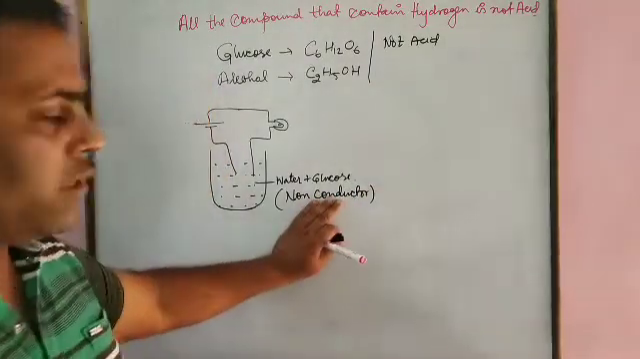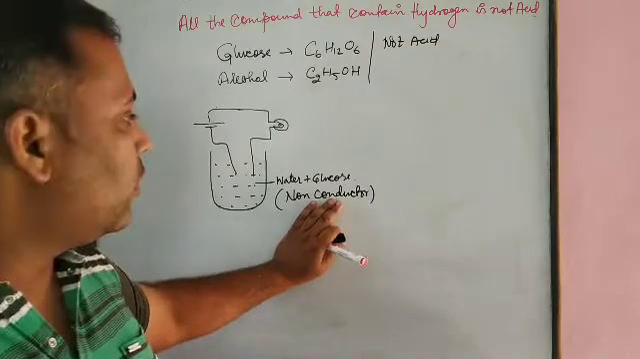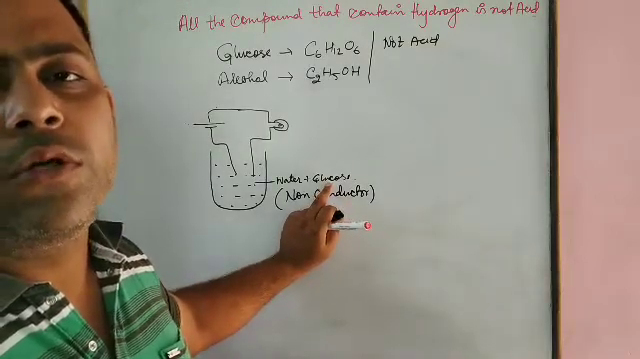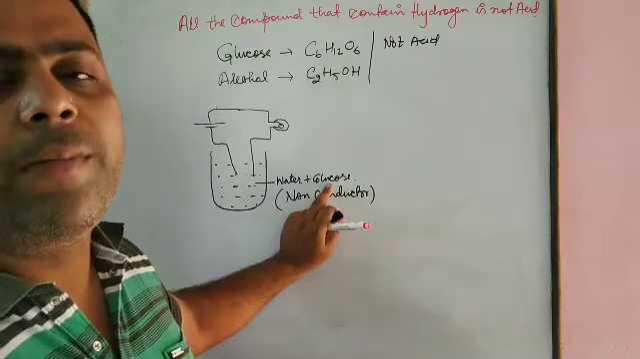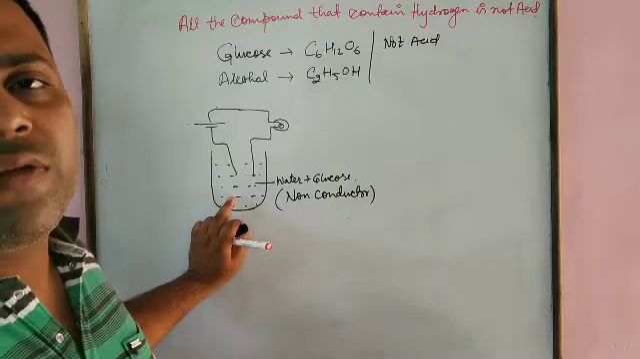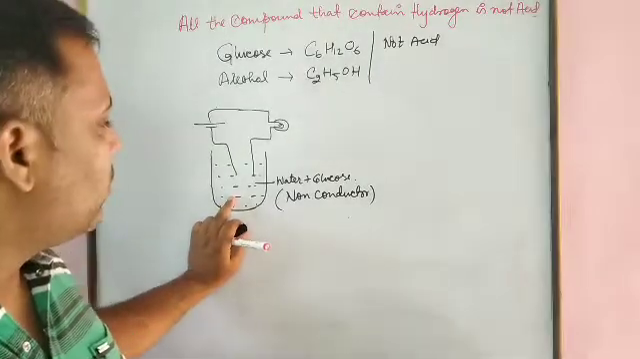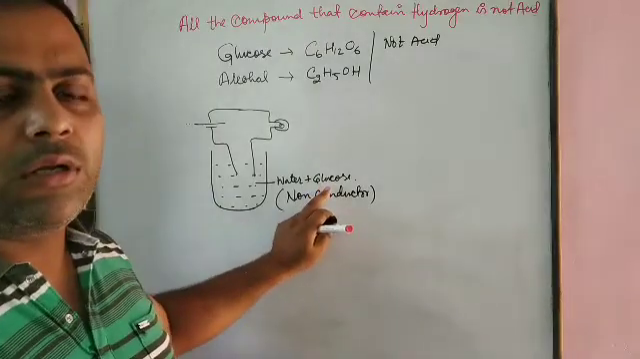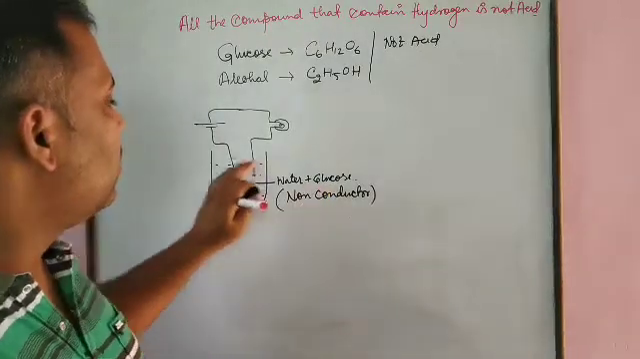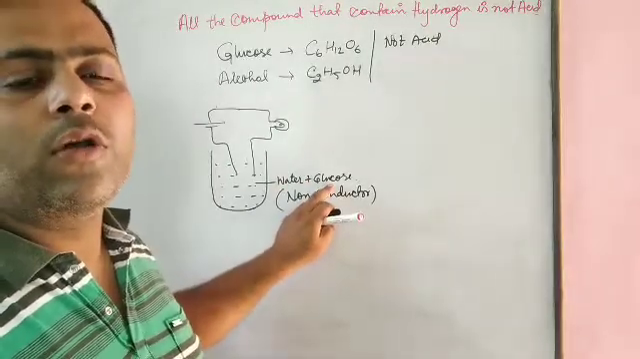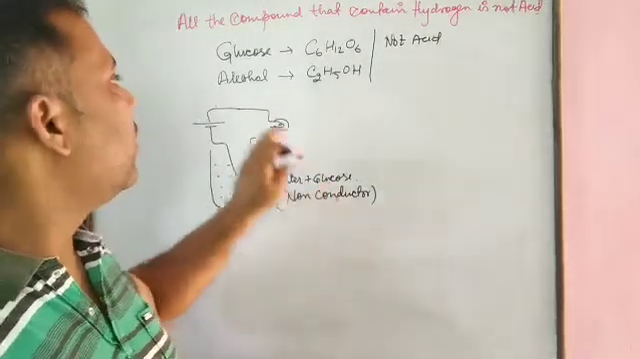Why is it a non-conductor? It is a non-conductor because glucose does not dissociate in water to produce ions. We have discussed that water will become a conductor if it contains ions. It has no ions because glucose does not dissociate, and if it does not dissociate, it means it has no protonable hydrogen. That's why it is not an acid.